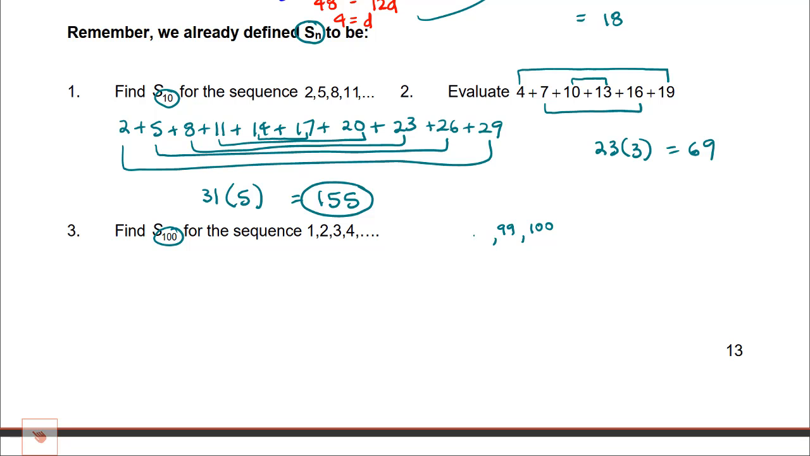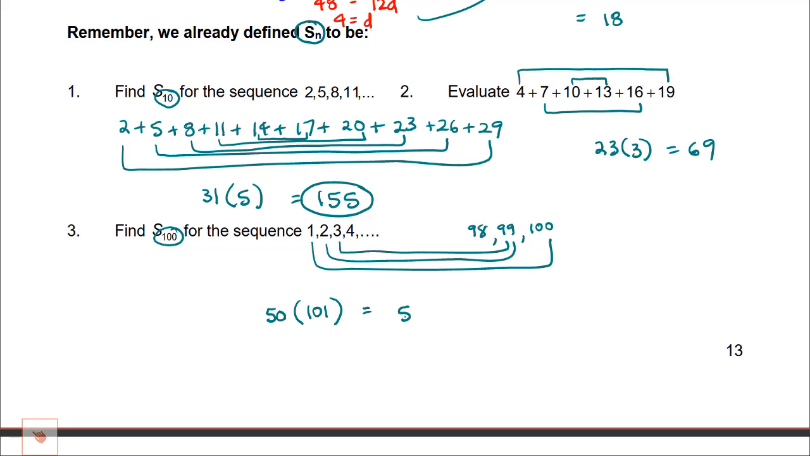Who's the next to last term? 101. And how many pairs do I have? 50. Good. I bet you it's 50 pairs. Isn't that better than listing all 100 numbers?